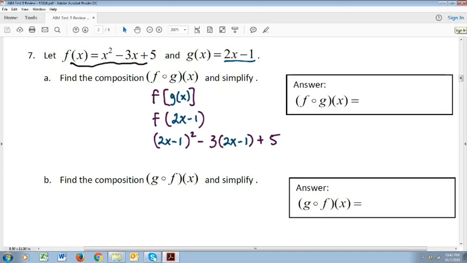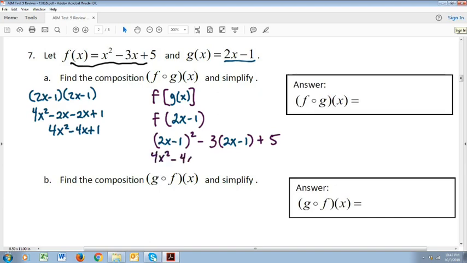So we do have some algebra to do here. We're going to have to square 2x minus 1, or FOIL. So I'm going to go ahead and FOIL this out. 2x times 2x is 4x squared. My outer product is minus 2x. My inner product is minus 2x. And negative 1 times negative 1, we're going to get 1. So we end up with 4x squared minus 4x plus 1. So I'm going to go ahead and replace that part there with what we got.